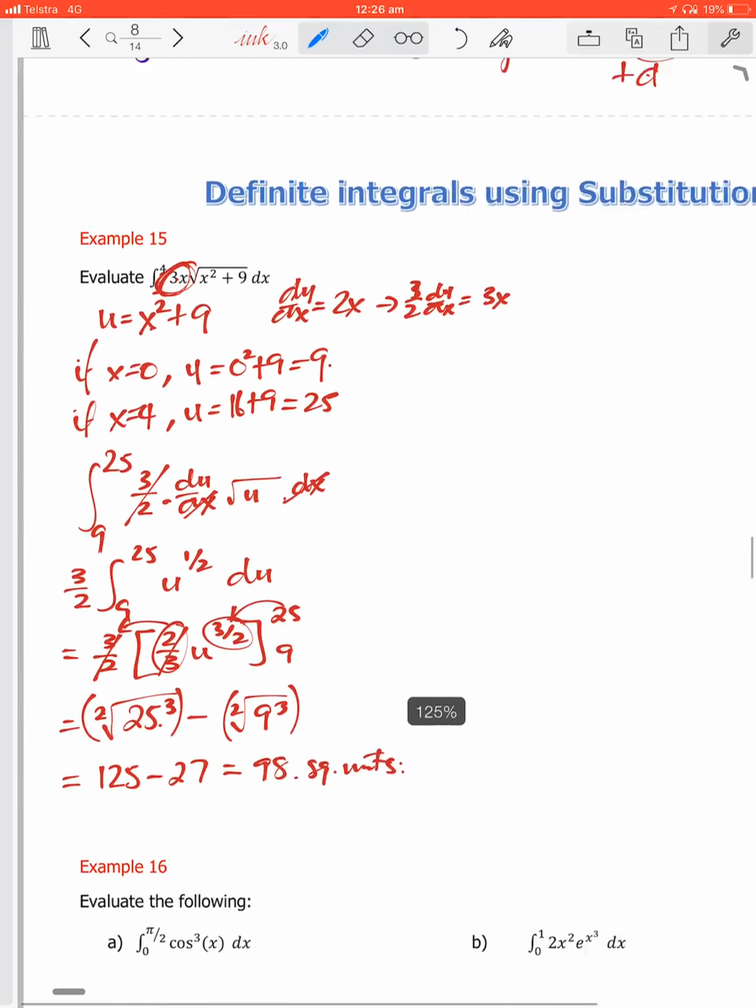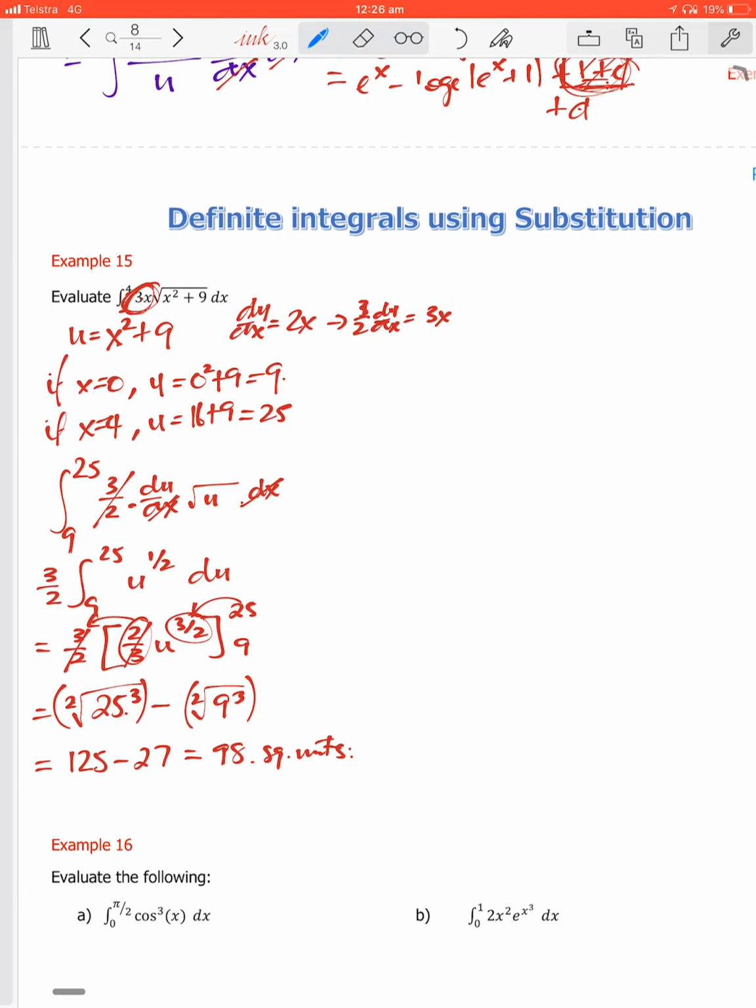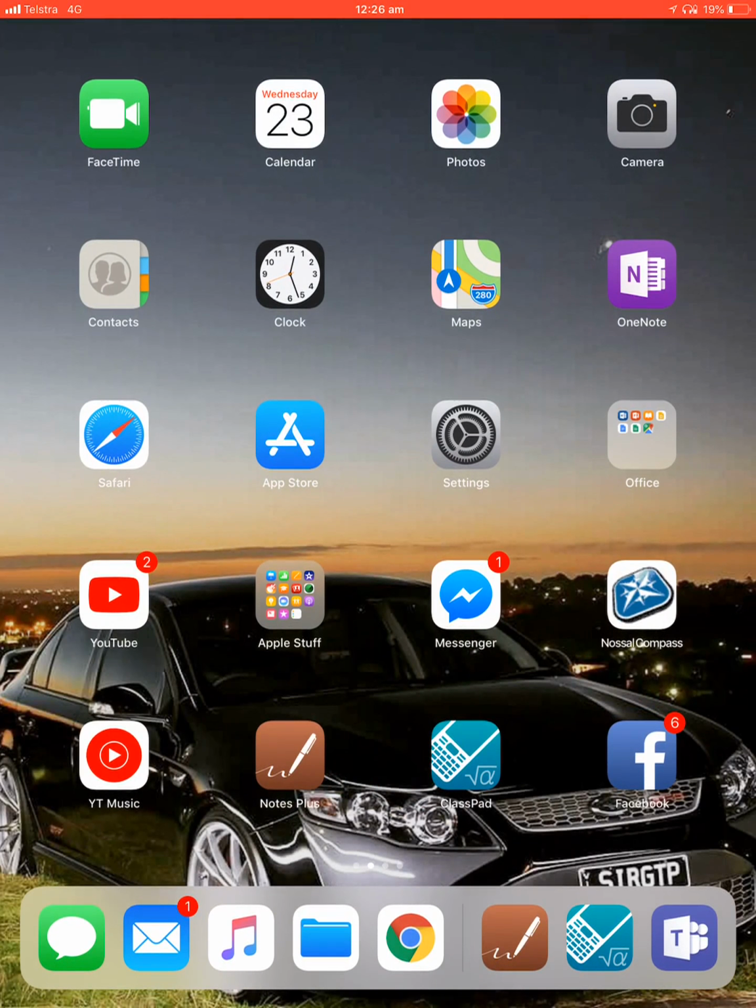And to make sure we haven't stuffed it up, let's check it on the CAS. So 0 to 4, 3x, root x squared plus 9.